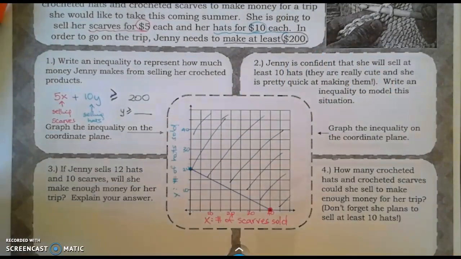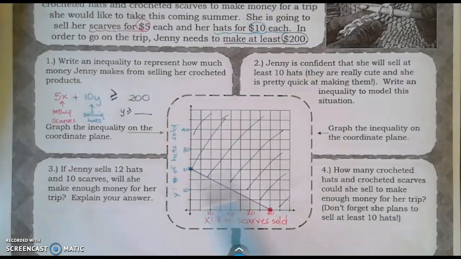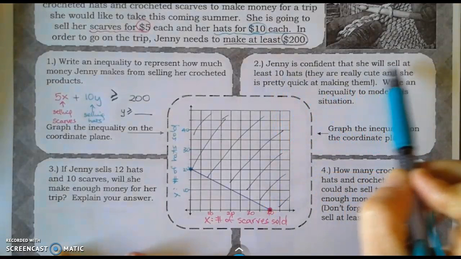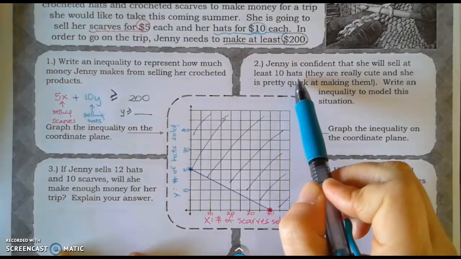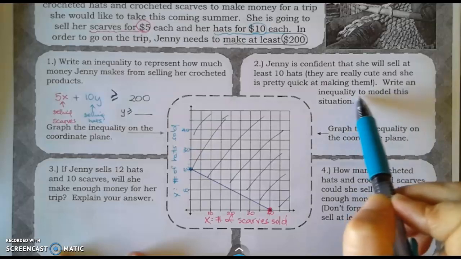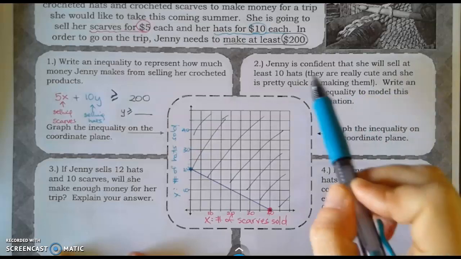Here we go. Okay, all right, so now we're done. Then we have number 2. Jenny is confident that she will sell at least 10 hats. They are really cute and she's pretty quick at making them. Write an inequality to model this situation.